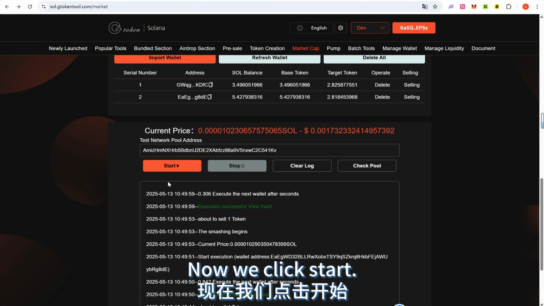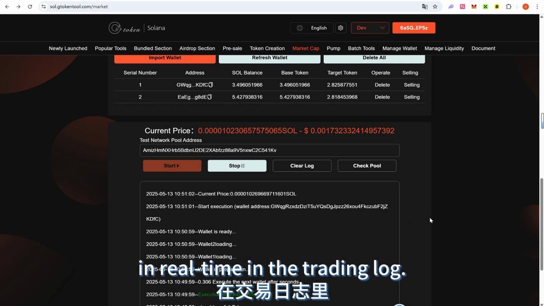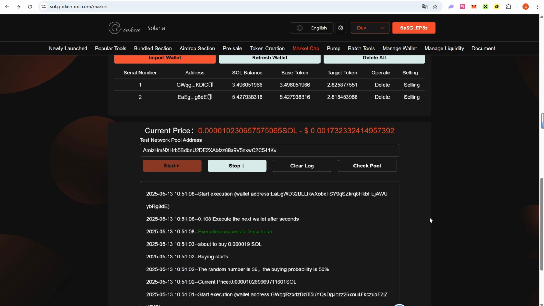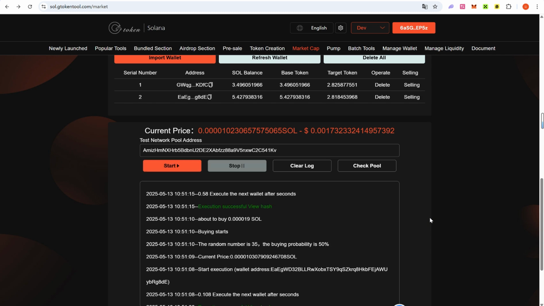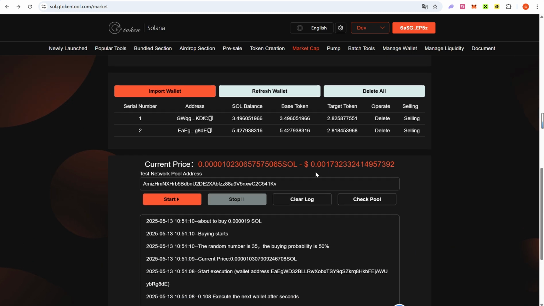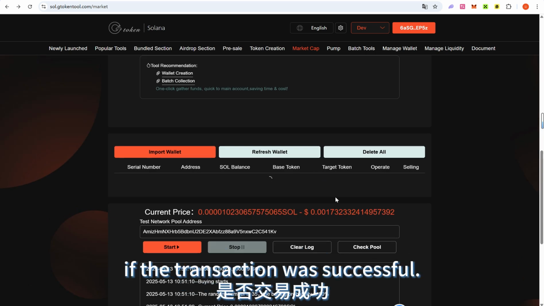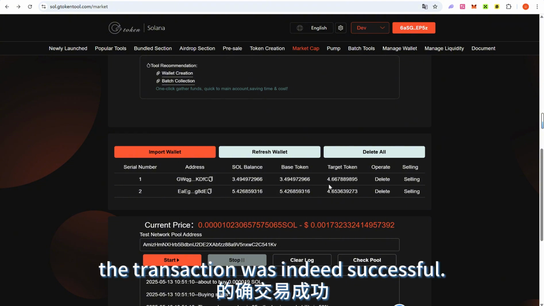Now we click start. You can view the trading situation in real time in the trading log. Now the trading has automatically ended. We refresh the wallet to check if the transaction was successful. It can be seen that the transaction was indeed successful.